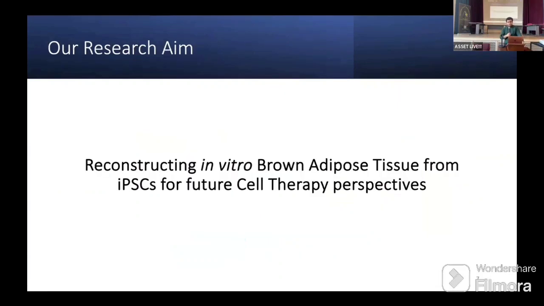So the goal of my team was to reconstruct in vitro the brown adipose tissue from induced pluripotent stem cells for future cell therapy perspectives. So maybe you don't know what induced pluripotent stem cells are. Induced pluripotent stem cells are cells that were reprogrammed. So basically we take mature cells like skin cells, muscle cells, and then we treat them with what we call the Yamanaka factors, and we completely reprogram them to have a complete naive cell.